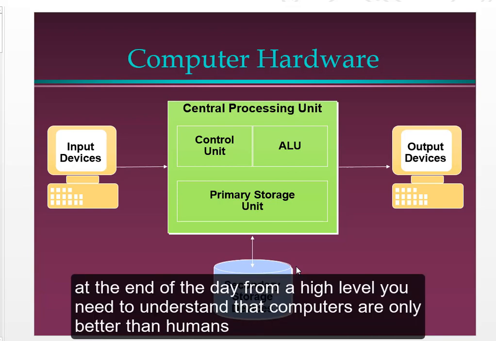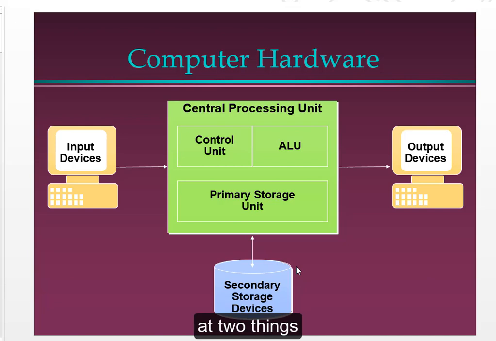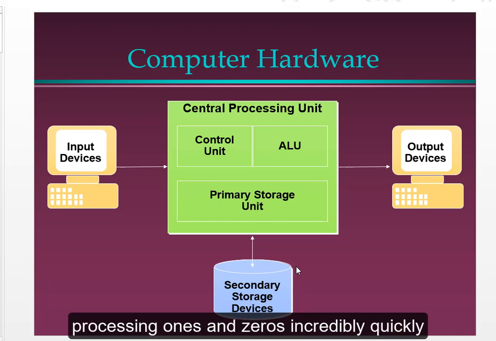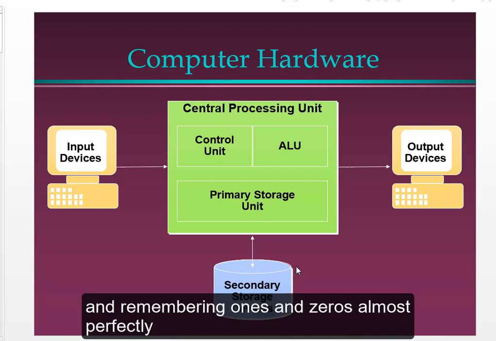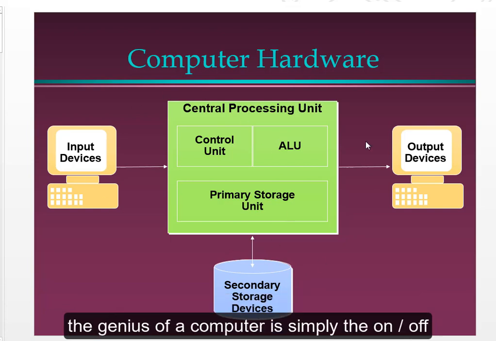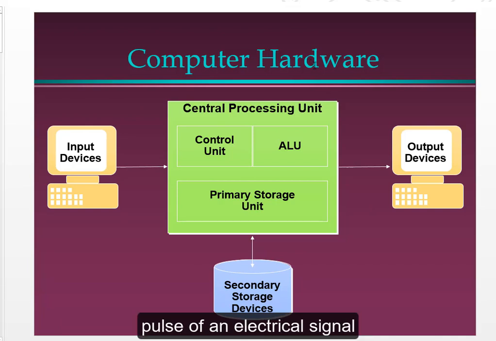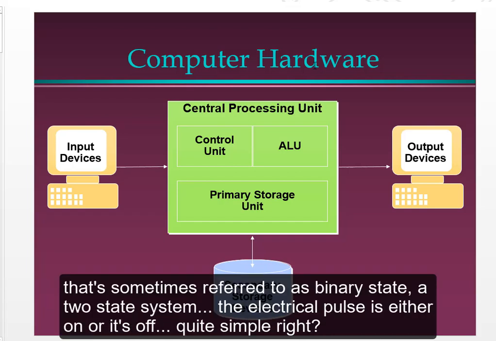At the end of the day, from a high level, you need to understand that computers are only better than humans at two things: processing ones and zeros incredibly quickly and remembering ones and zeros almost perfectly. The genius of a computer is simply the on-off pulse of an electrical signal. That's sometimes referred to as binary state, a two-state system. The electrical pulse is either on or it's off.